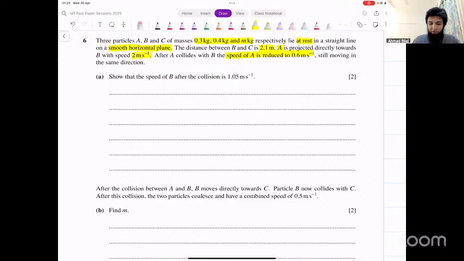Okay, so how do we think about this? It's simple conservation of momentum in the first part. The collision is between A and B, right? So let's say this is A and let's say this is B. Now, what are the speeds before and what are the speeds after? Let's say this is before and this is after. A is projected towards B. Initially, they were at rest, right? So A goes towards B at a speed of 2 meters per second, and B is at rest at 0 meters per second.